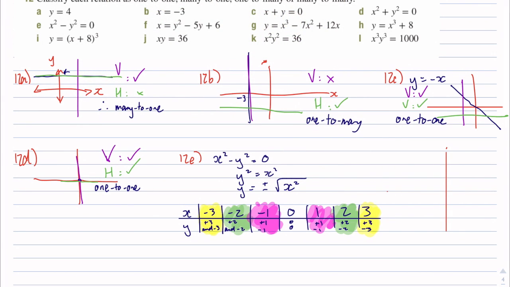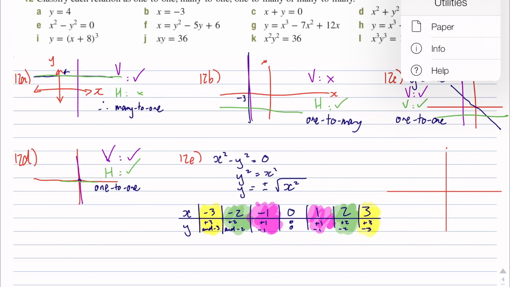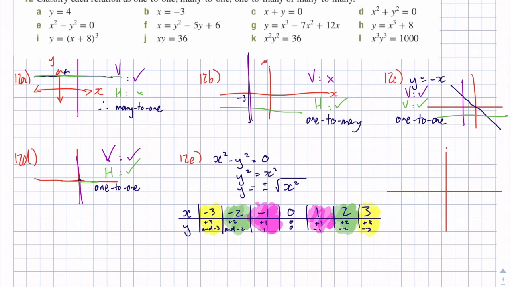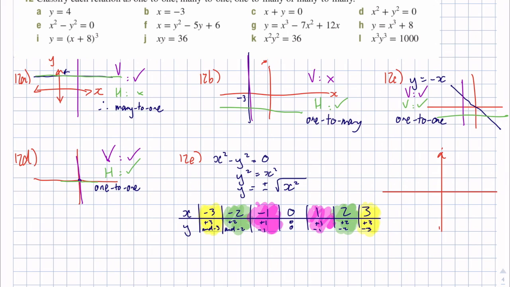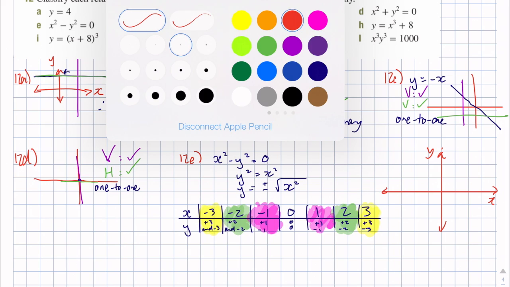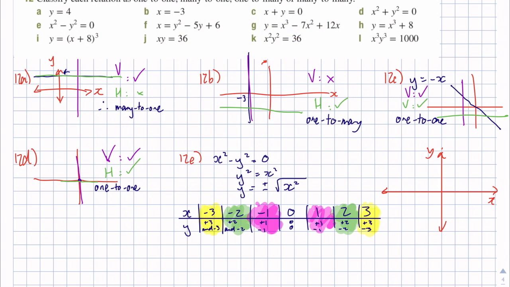I'm going to do my axes fairly well this time because I want a fairly accurate idea because I don't know what this looks like. I mean, you'll be able to guess what it looks like, but let's prove it to ourselves. So arrows, Y and X. Okay, when X is -3, so here, Y is +3 and it's -3. -2, -1, 0, 1, 2, 3.